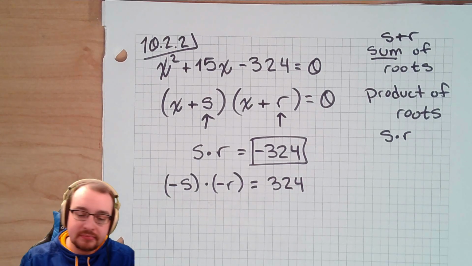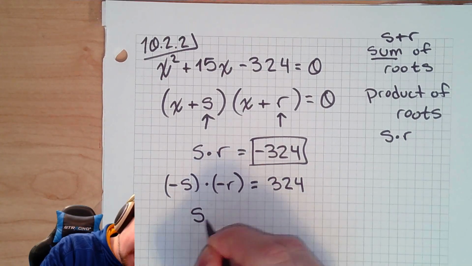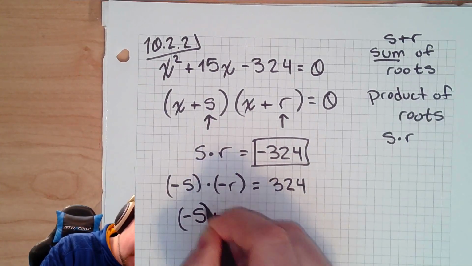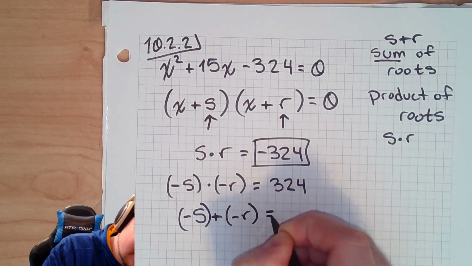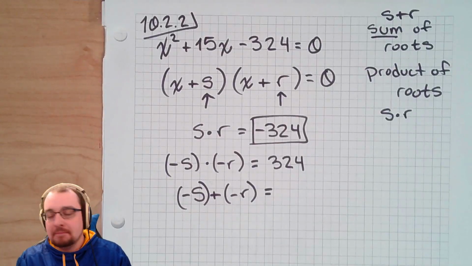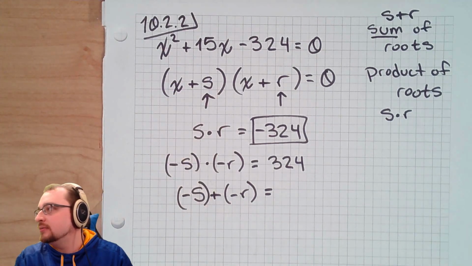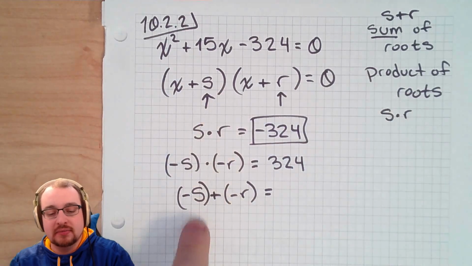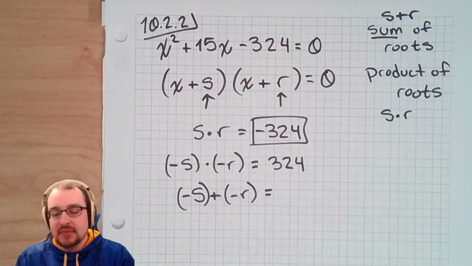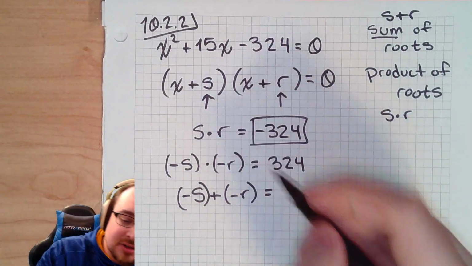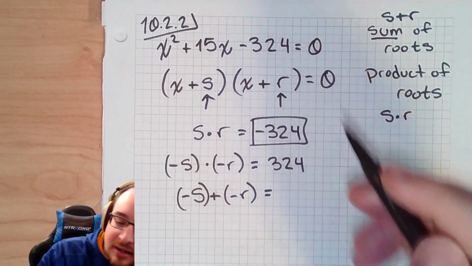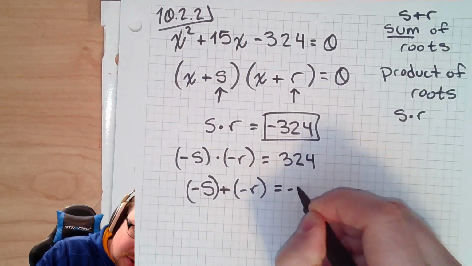That's it. And of course, what do they add to? Remember, our roots are -s and -r, right? They're the numbers that you plug in here to make this 0. -s plus s would be 0. So whatever goes here, these go into the x's. If we were to add those together, we're going to get a negative number, right? So it looks like it's going to have to be -15 is what they'll add to.